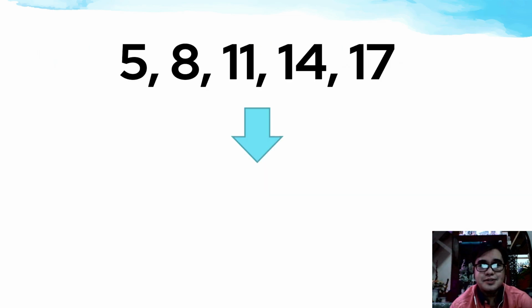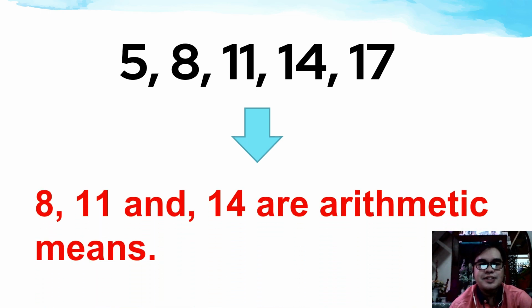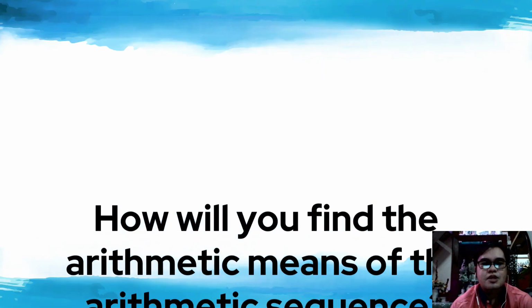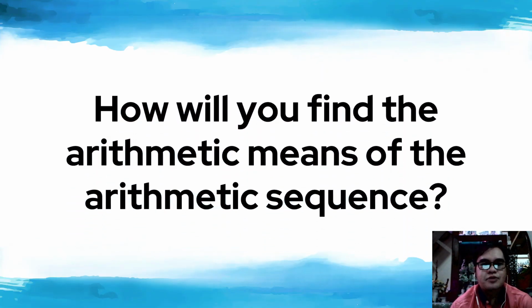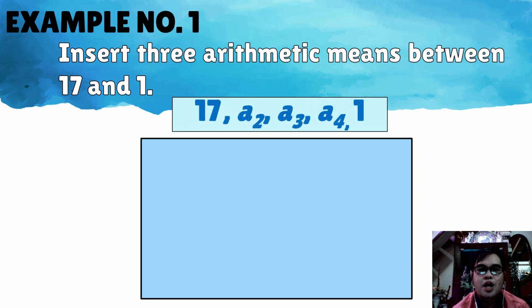This sequence is considered as an arithmetic sequence because the common difference between the two terms is 3. So 8, 11, and 14 are arithmetic means. So how will you find the arithmetic means of the arithmetic sequence? For example number 1, insert 3 arithmetic means between 17 and 1.